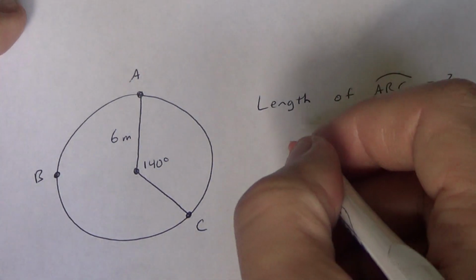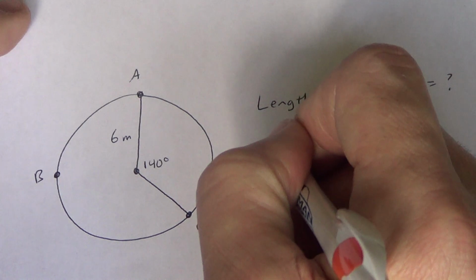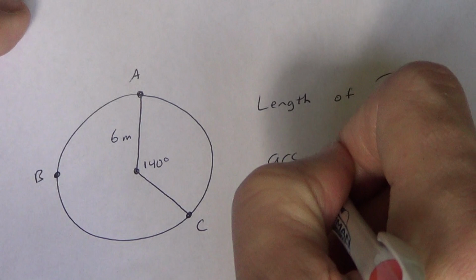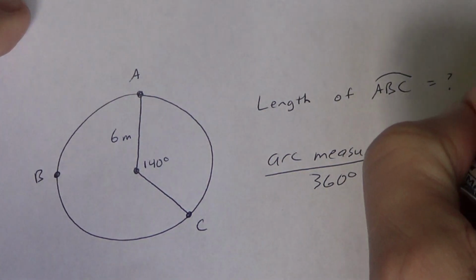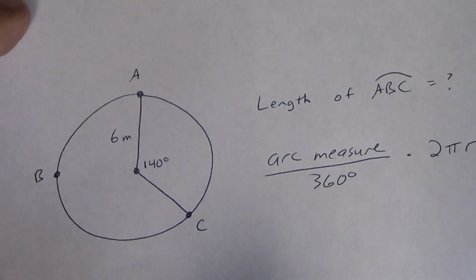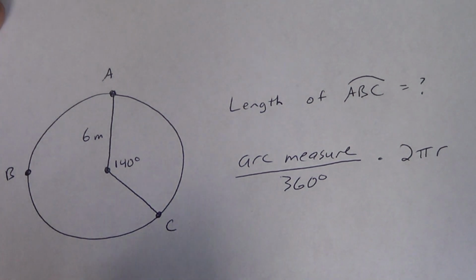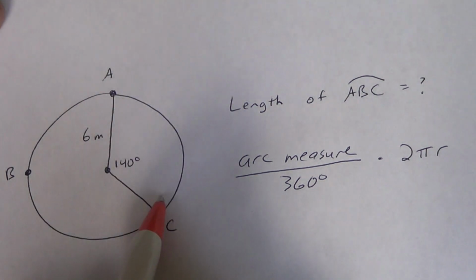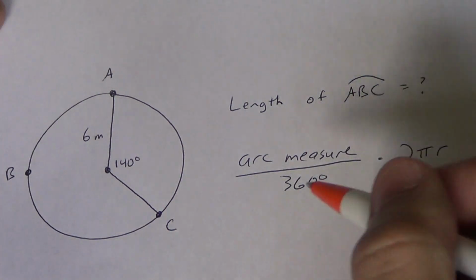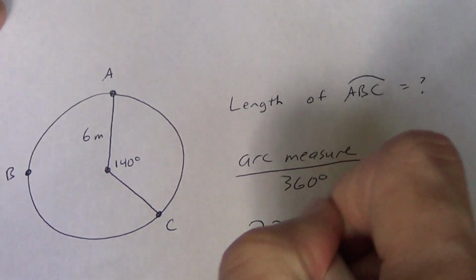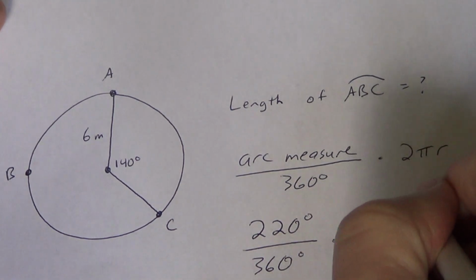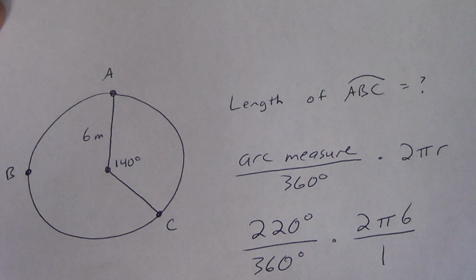All right, formula was arc length equals arc measure over 360 degrees times 2 pi r. So our arc measure is not 140. Make sure you understand that. So we're dealing with the major arc. This is 140. So the two arcs together equal 360. 360 minus 140 is 220 degrees over 360 degrees times 2 pi 6, which is over 1.